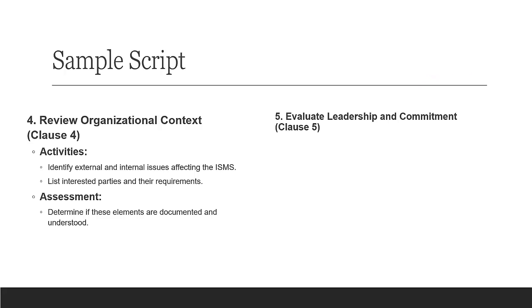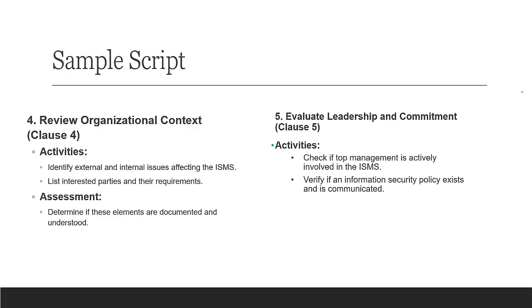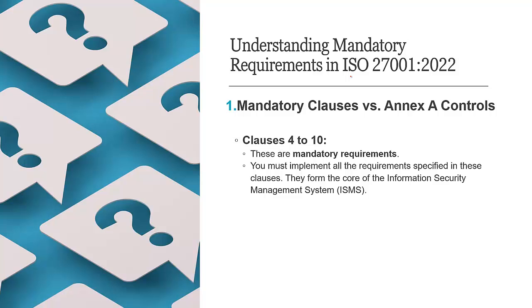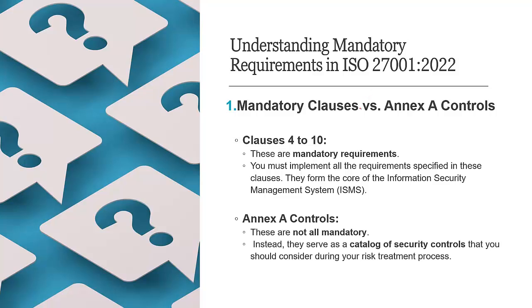Now let's say, for example, we have clause 5, evaluate the leadership and commitment. How do I confirm that leadership and commitment is being followed? I will check if the top management is actively involved in the ISMS, and we also verify if the information security policy exists and is communicated. For that, I'm going to assess the level of management support. As I said, the gap assessment we'll do is on the mandatory clauses, which are 4 to 10, the core part of the ISMS. Annexure A is not mandatory, but it serves as a catalog of security controls that you should consider during the risk treatment process. That's something you can do after the risk assessment process.